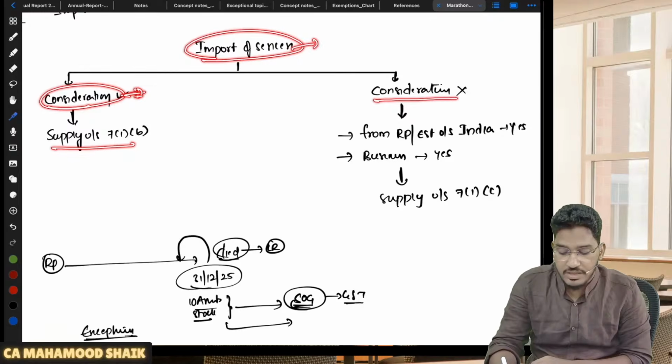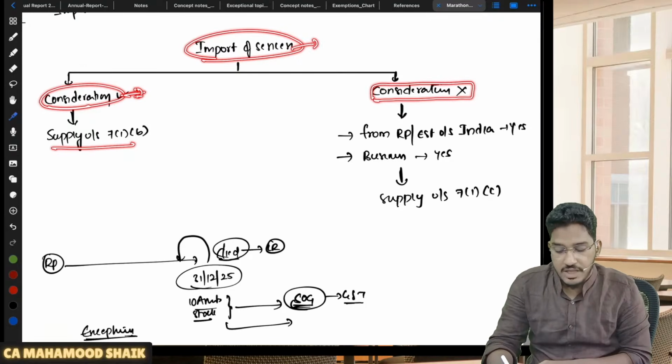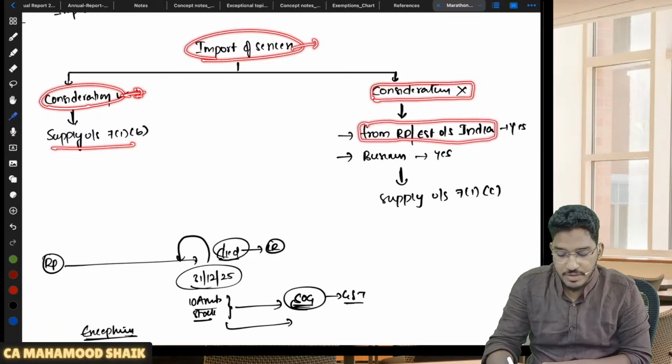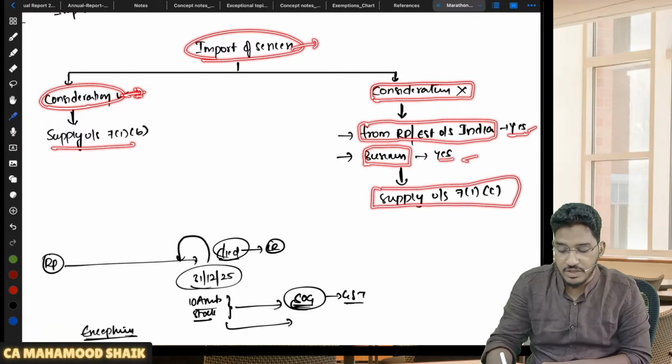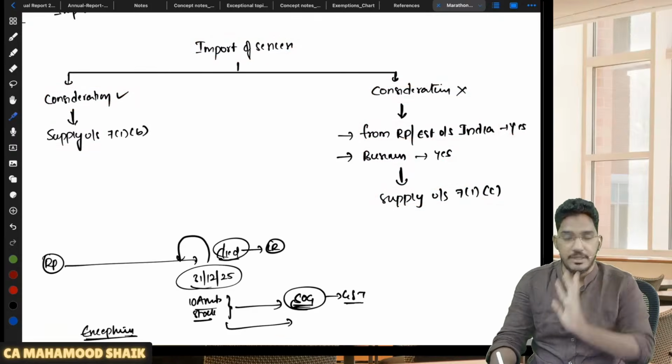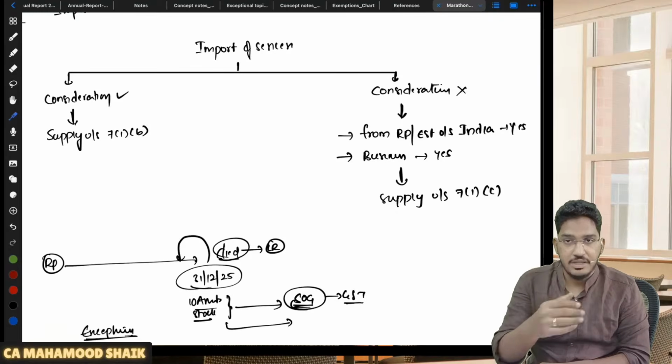In case you are importing the services without consideration, then you need to check, is that service getting imported from a related person or your own establishment outside of India? If the answer is yes, then ask one more question: is it in the course or furtherance of the business? If you get the answer as yes for these two questions, then it will qualify as supply under Section 7 subsection 1 clause C, read with para number 4 of Schedule 1. So that's how you have to answer import of services.